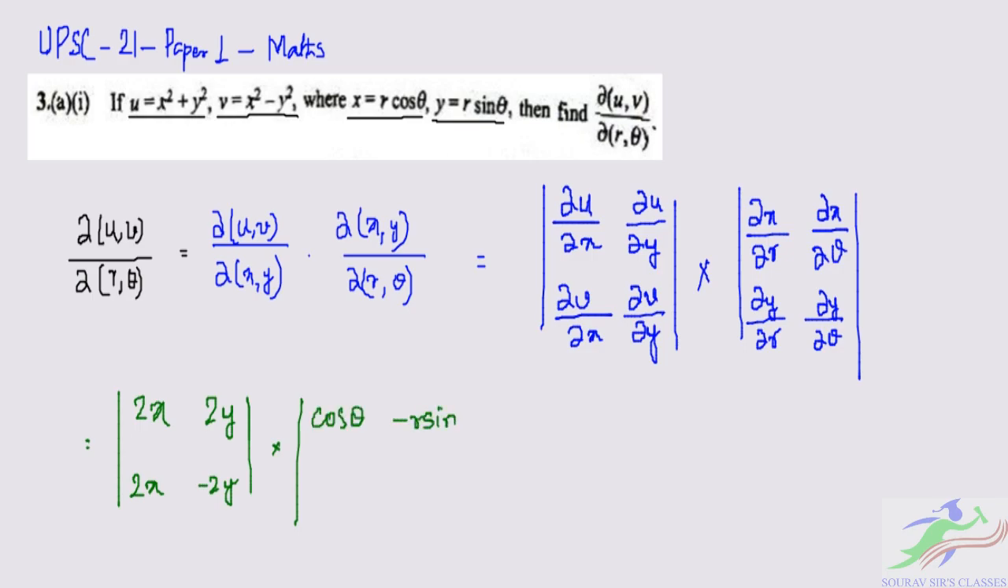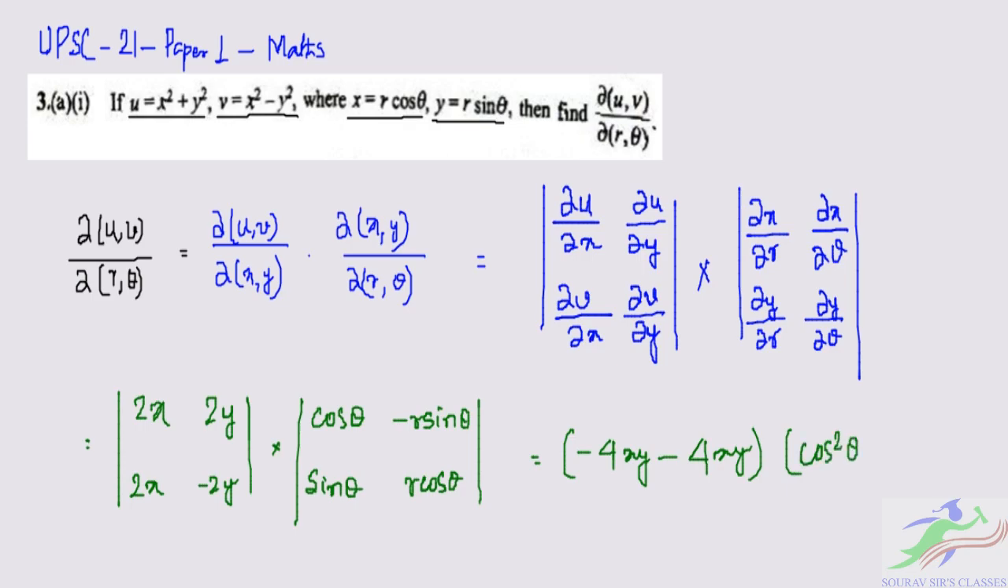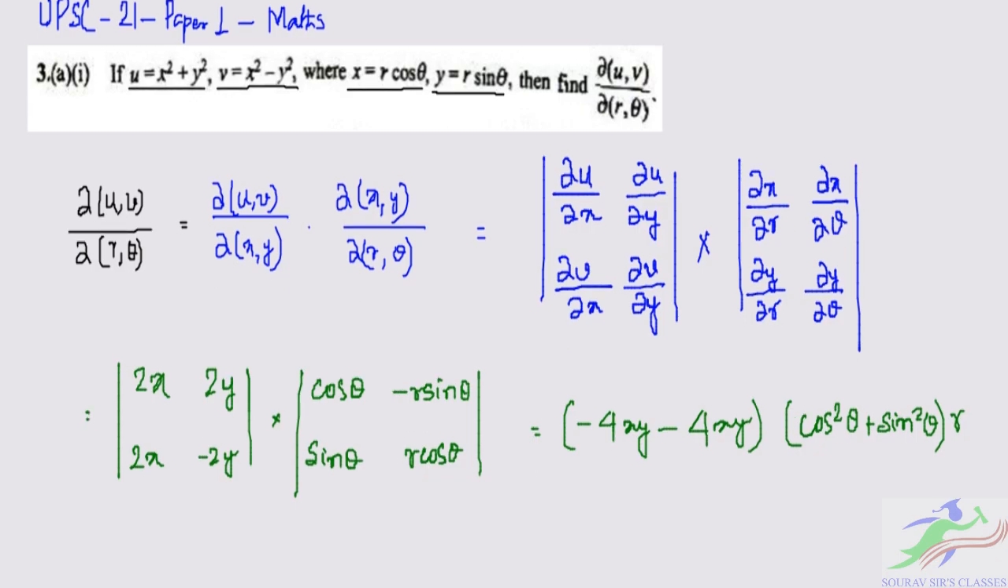And if you multiply this side, it will be simply cos theta, minus r sin theta, and it will be simply sin theta and r cos theta. Okay. So multiplying this on this side, it will be minus 4xy. On the left hand side, it is minus of 4xy, and it will be r of cos square theta, minus and minus will be plus sin square theta into r. So we have this minus of 8xy r.